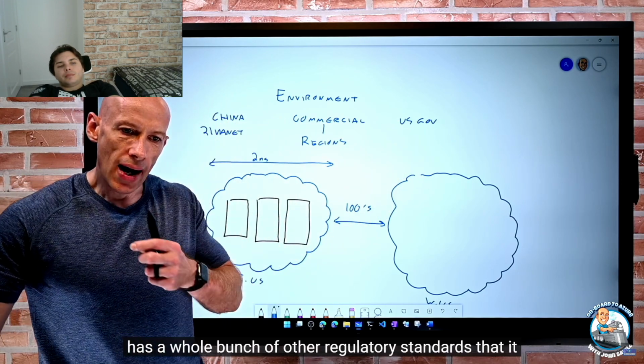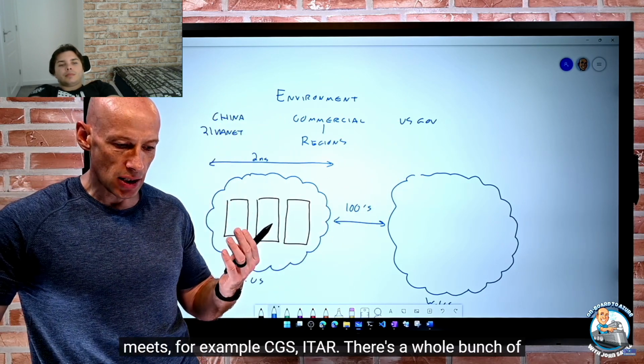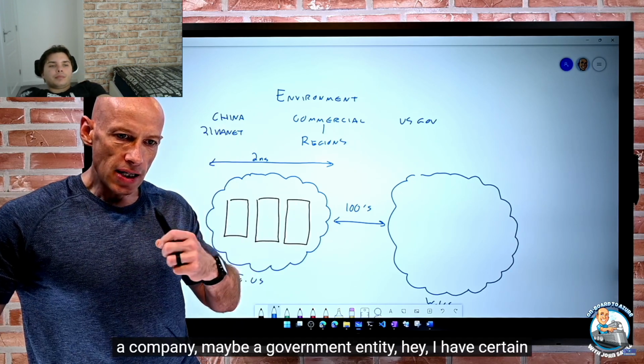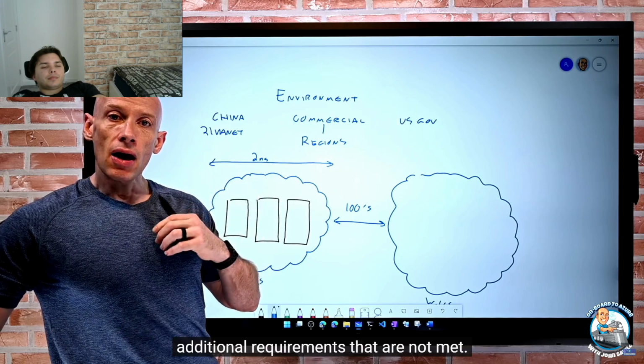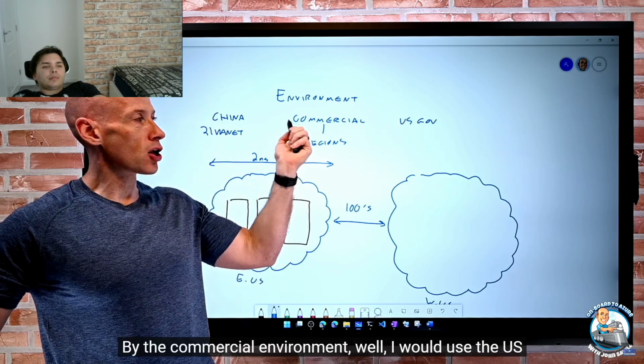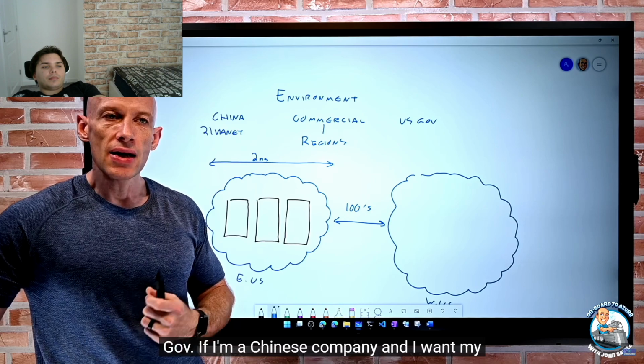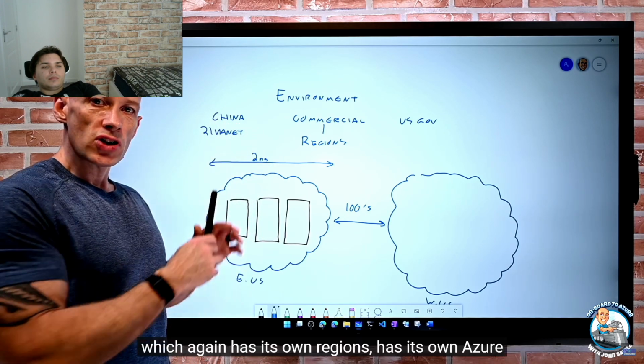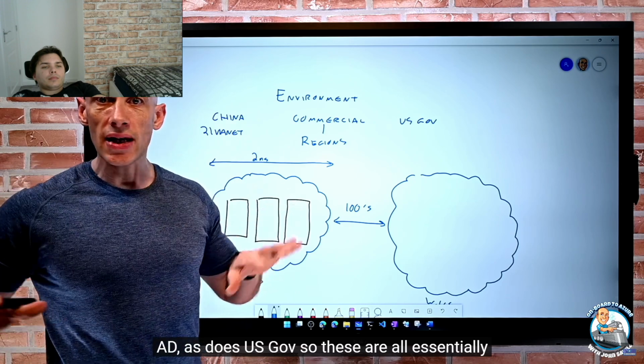US Gov, for example, has a whole bunch of other regulatory standards that it meets. For example, CJIS, ITAR, there's a whole bunch of these available for it. But the idea is if I'm a company, maybe a government entity, and I have certain additional requirements that are not met by the commercial environment, I would use the US Gov. If I'm a Chinese company and I want my services hosted in China, I would use the China environment, which again has its own regions, has its own Azure AD, as does US Gov.